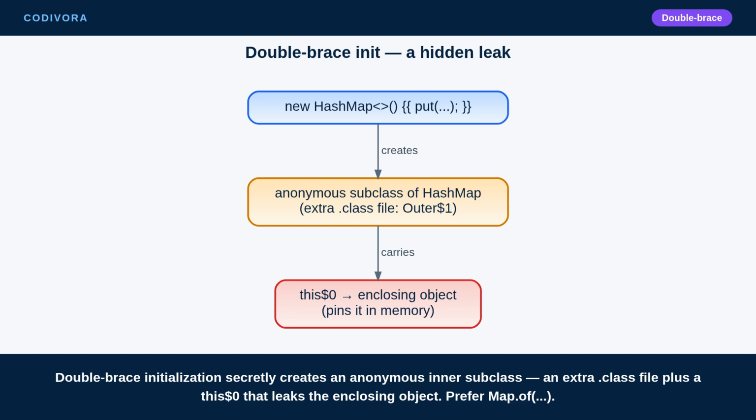And being an anonymous inner class, it carries this$0 to the enclosing object. Store that map in a long-lived cache, and you leak the entire enclosing object. Just use Map.of or a plain map and put calls.